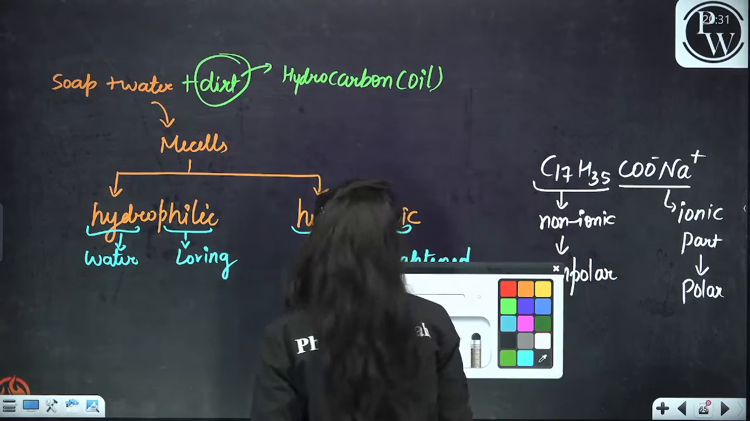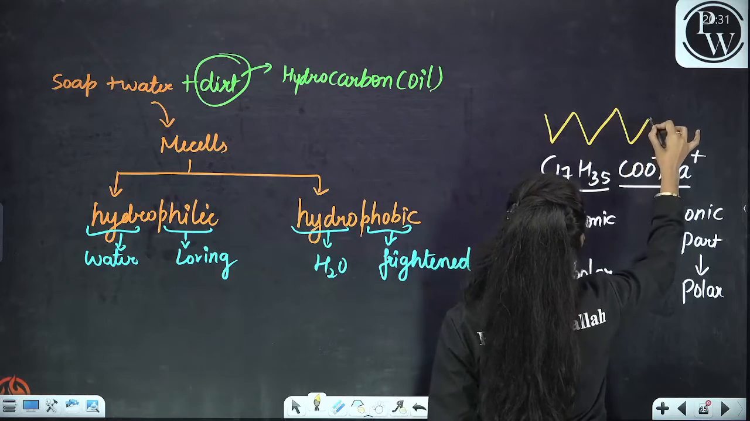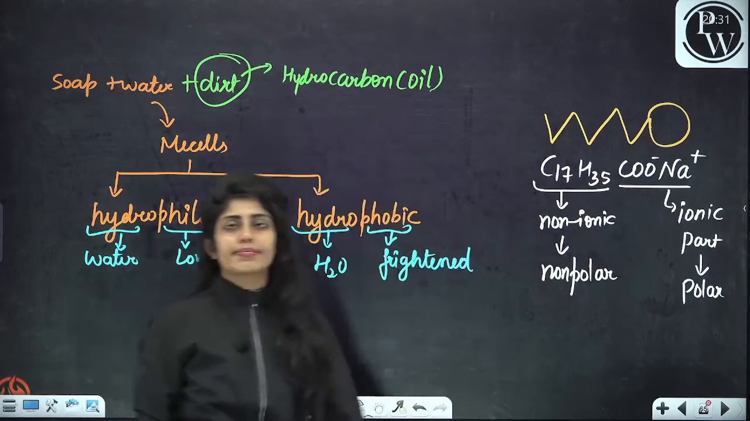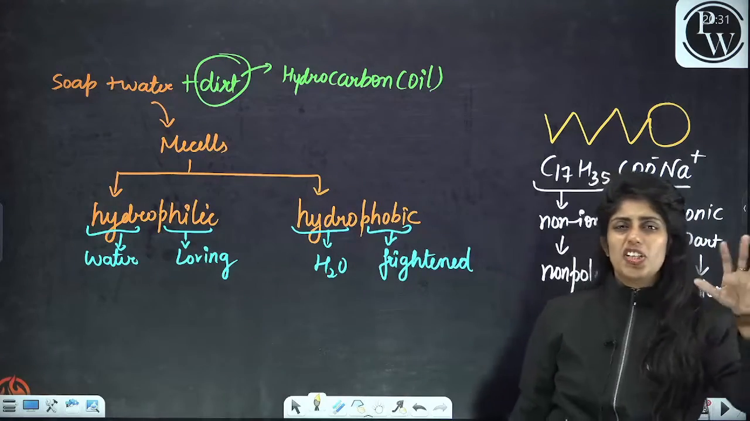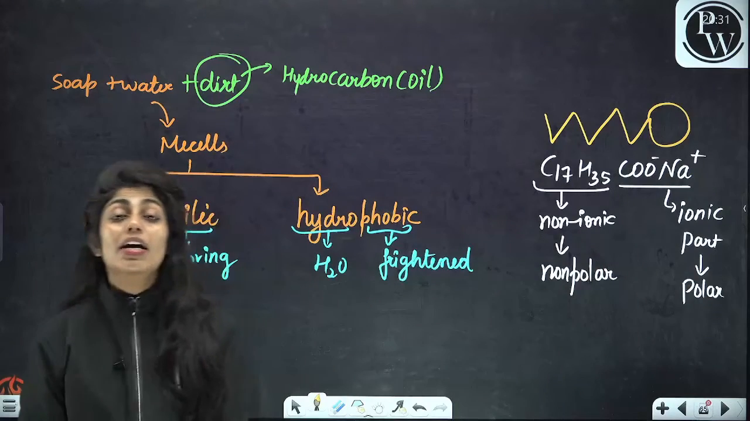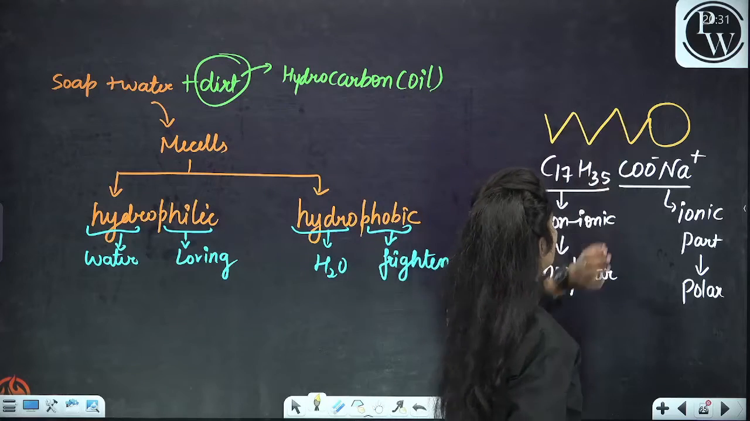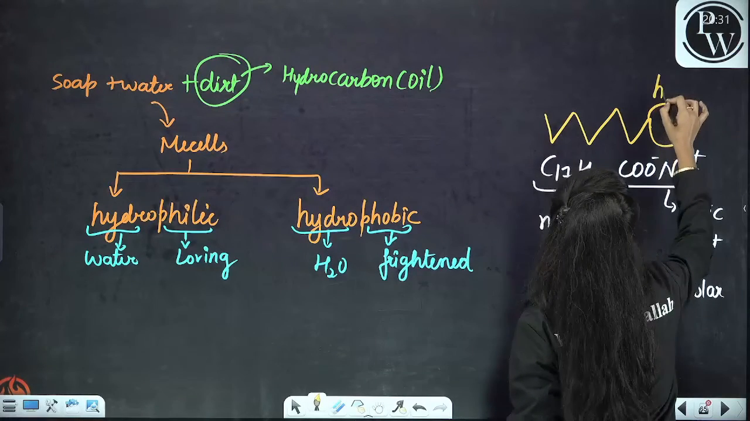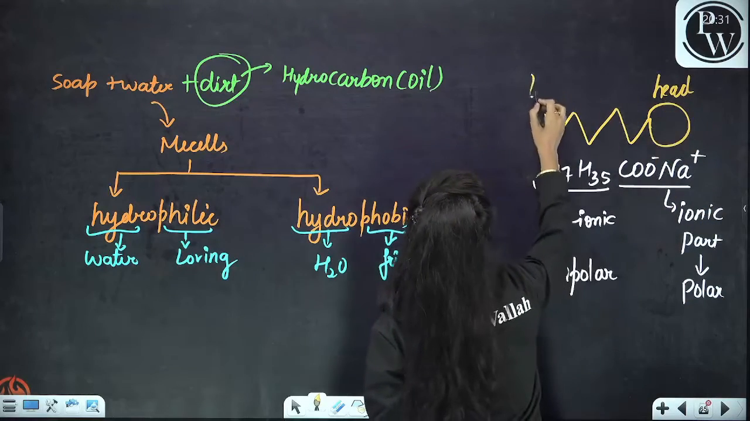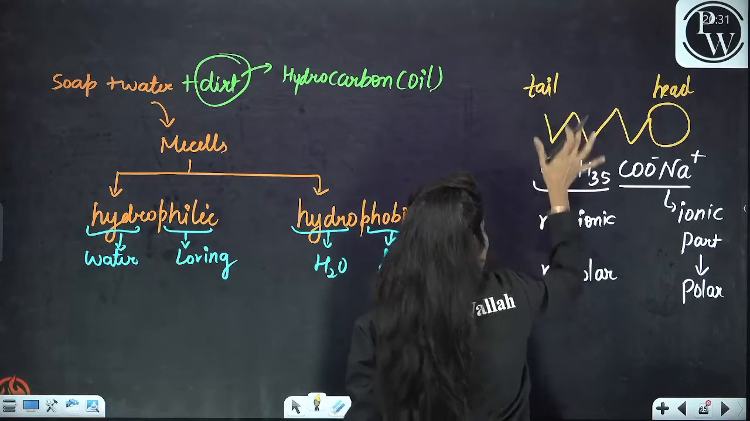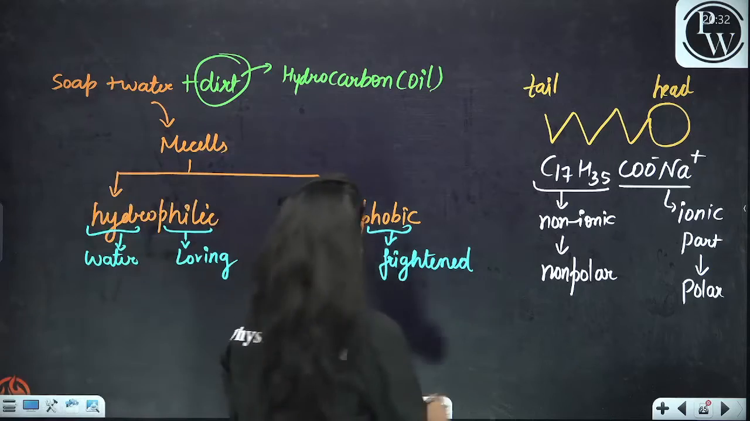Non-polar. And we can also write it like this way, because every time we cannot recall this C17H35COONa. We represent it as a structure, that is your tail, and this is your head, like a tadpole. Everything written here is about the head, and this is your tail. Non-polar. Are we done with this?